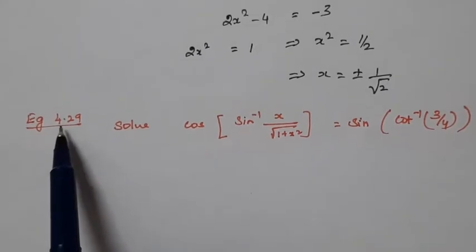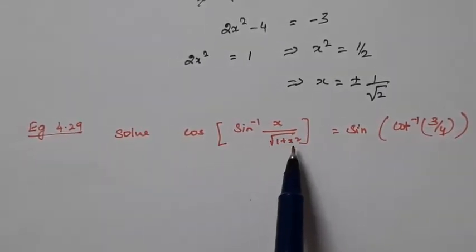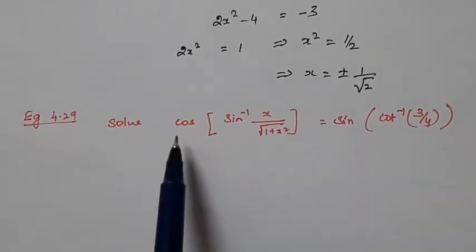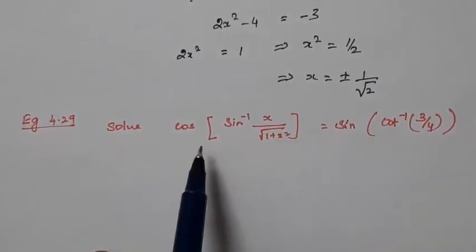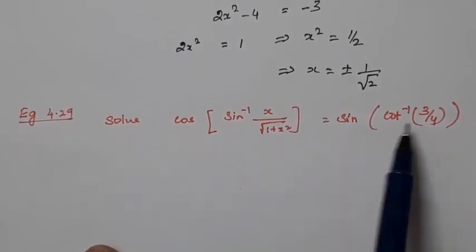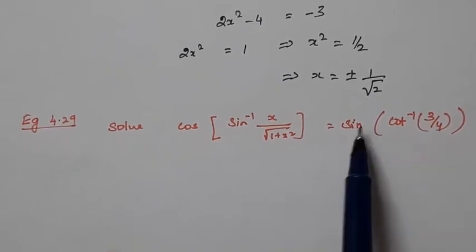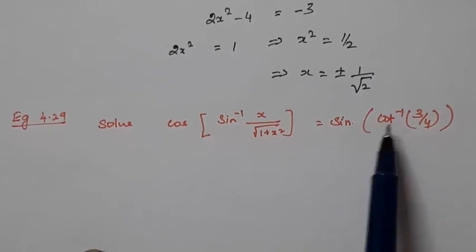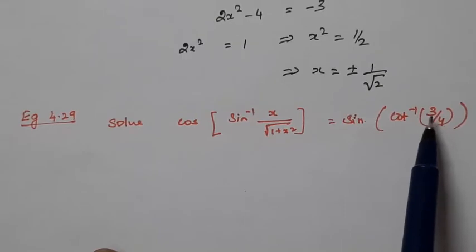Then last example 4.29. Solve cos of sin inverse of x divided by root of 1 plus x squared is equal to sin of cot inverse of 3 by 4. Okay. So here we cannot apply any property directly, but we have to apply it indirectly. Let us find out the right hand side value first, sin of cot inverse of 3 by 4. So in such cases, two different ratios are given, and moreover the value 3 by 4 doesn't represent any cot value of any specific angle.